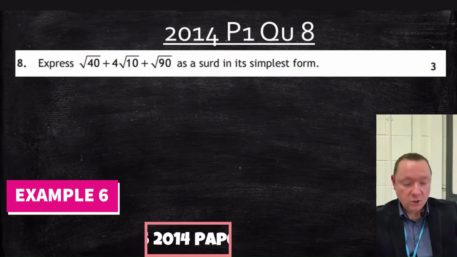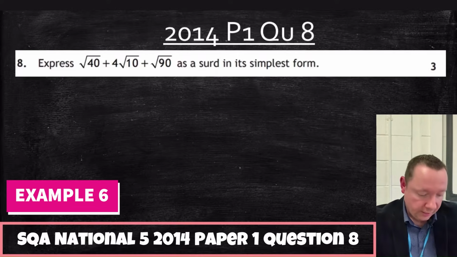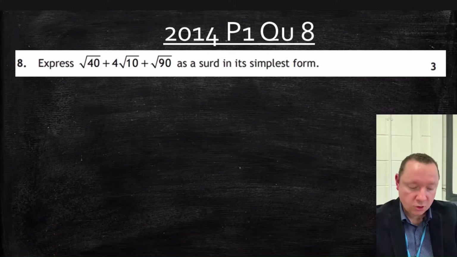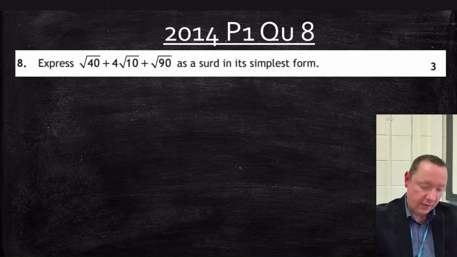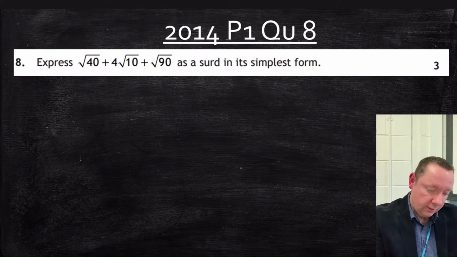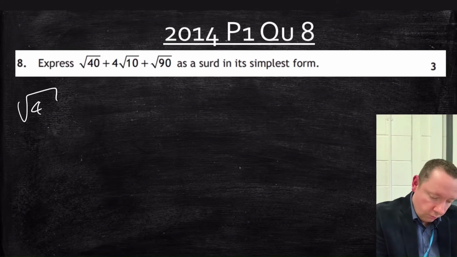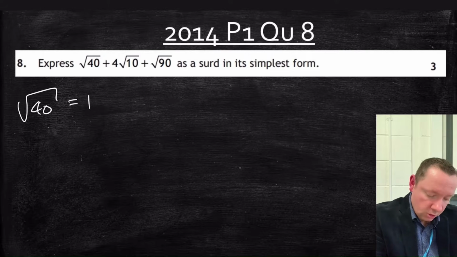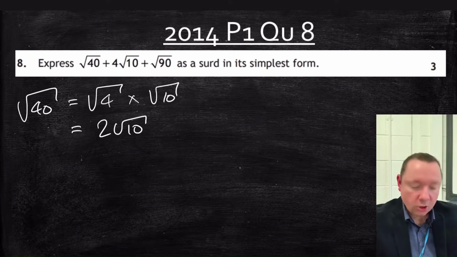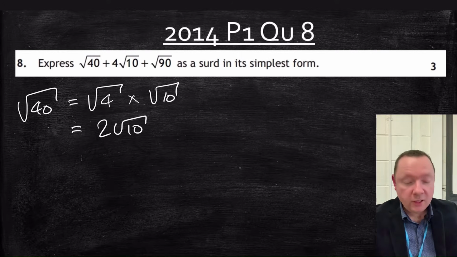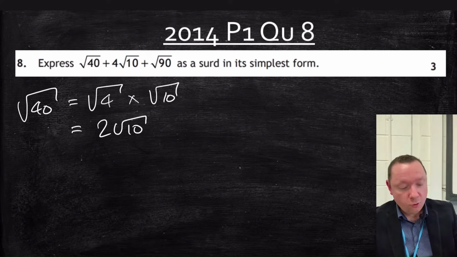Little past paper question, 2014, paper 1, question 8. Root 40 plus 4 root 10 plus root 90 as a surd in its simplest form. Can't add them until we're all simplified. So let's start with root 40. Well that's just 4 times 10, so 2 root 10. Notice our root 10 has appeared, and we now know that root 10 is already simplified because 4 is the biggest square number that goes into 40 and it gave us root 10 as an answer. So I don't have to try and simplify my root 10.